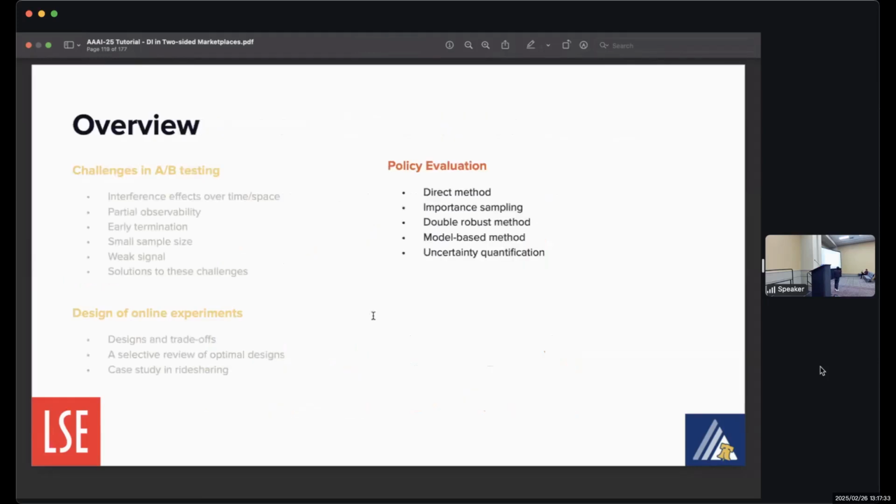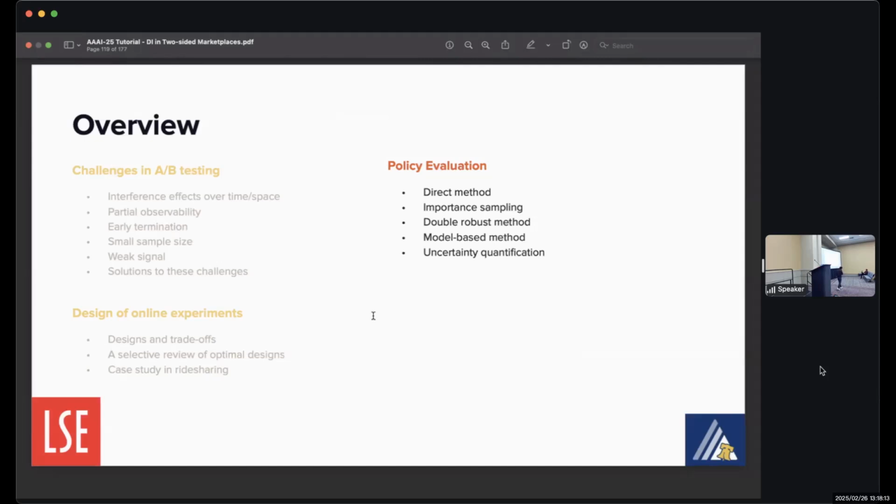So this concludes the first part of my talk. And next, we will move on to talk about policy evaluation. So based on the experimental data that we have collected, how shall we evaluate the performance of a newly developed target policy? And in particular, here I will cover some classic policy evaluation methods, such as direct estimator, importance sampling estimator, double robust estimator, and model-based estimator. And finally, I will also briefly talk about uncertainty quantification.